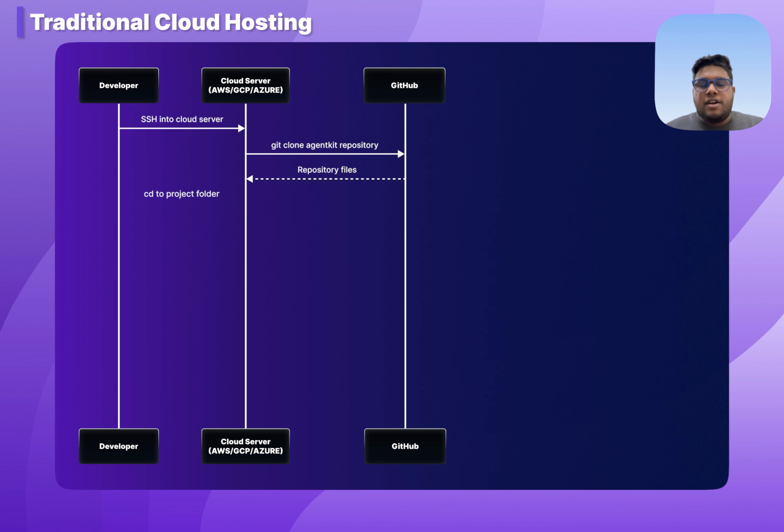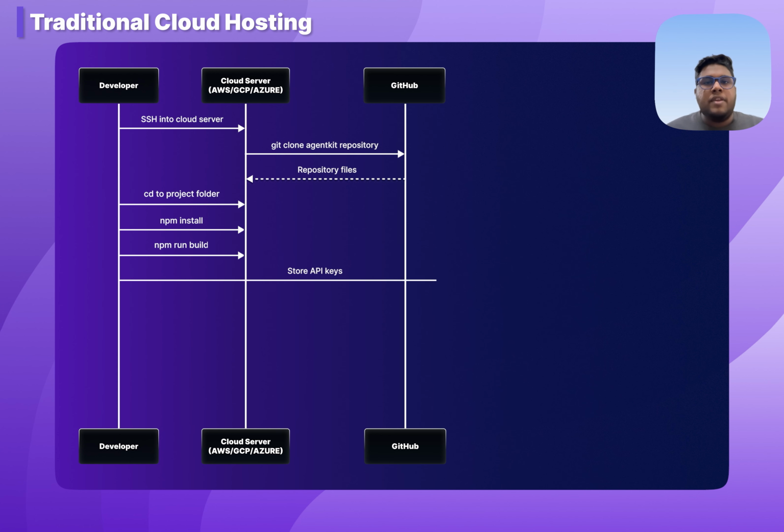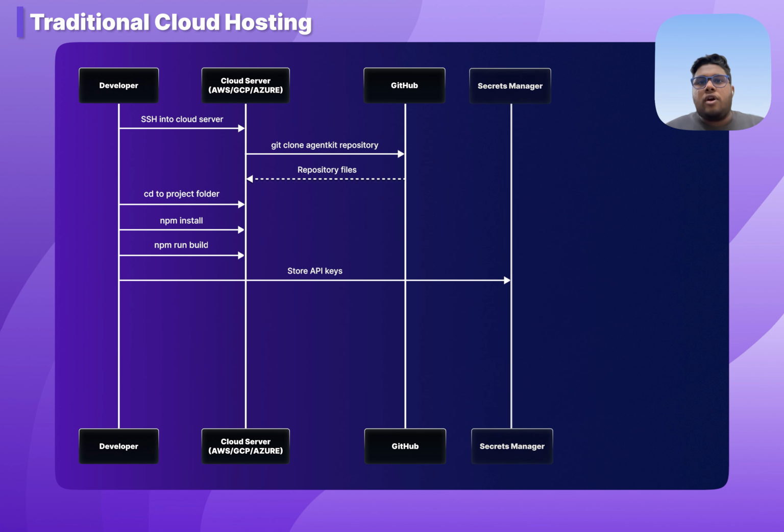You cd to the project folder, you would run npm install, and you run various npm commands like npm run build to make sure that all of the dependencies and the build are set up properly. Once that is done, you store your API keys into a secrets manager. Here you can follow a .env convention, but the best practice is to always keep a secret manager. Now, all of these cloud server providers nowadays provide secret managers, like AWS and GCP, although they all have their own secret managers. So you can always use the secret managers while you're working in production.